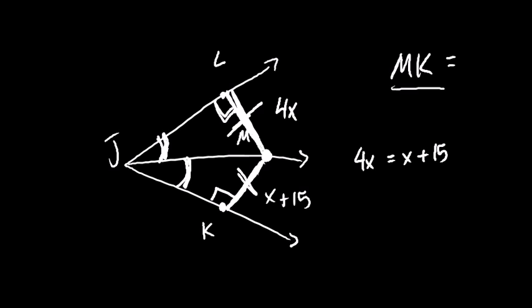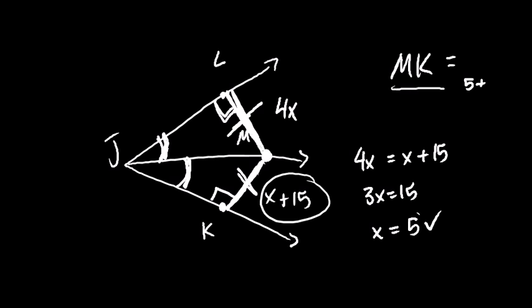If I subtract x from both sides, I get 3x equals 15. Divide by 3 on both sides, and I get x equals 5. Well, still not finished. That is very good, but I need to figure out what MK equals, and MK is x plus 15, so 5 plus 15. When I plug x back in, I get MK is 20.